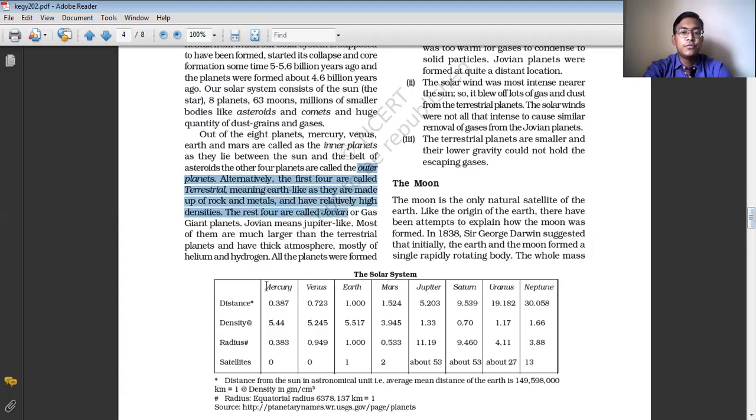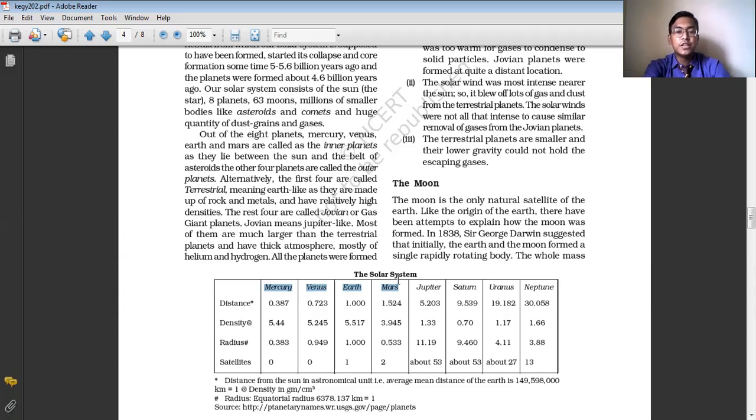So, as we move away from the sun, the planets are located in such a way that Mercury is the first. Then the second planet in the solar system is Venus. Then the third is Earth, Mars the fourth, Jupiter the fifth, Saturn the sixth, Uranus the seventh, and Neptune the eighth. So this is the position of the planets in the solar system.